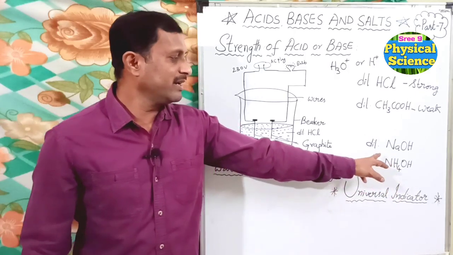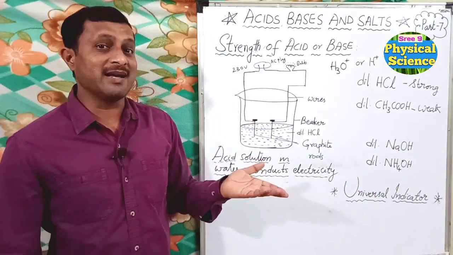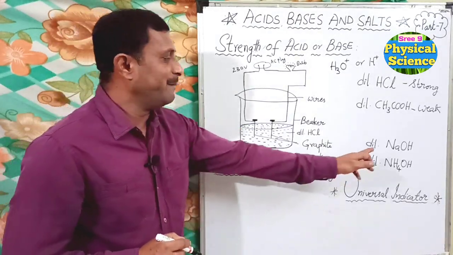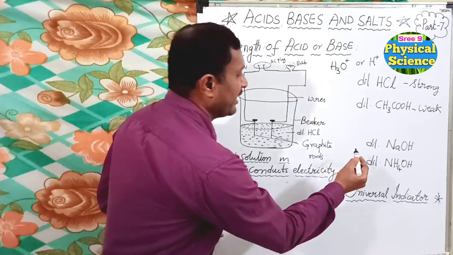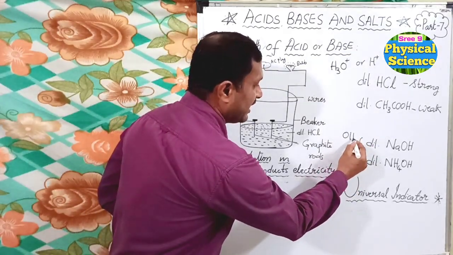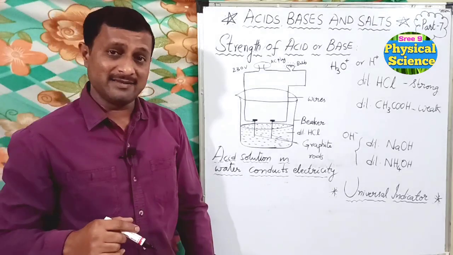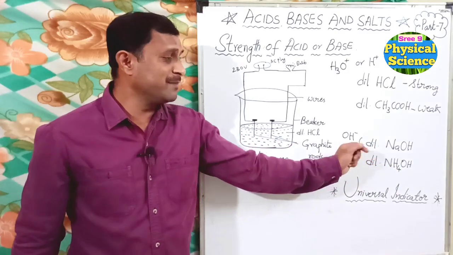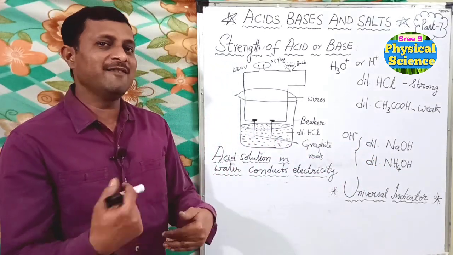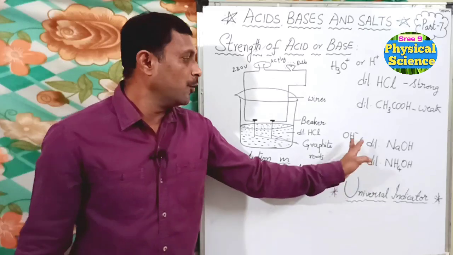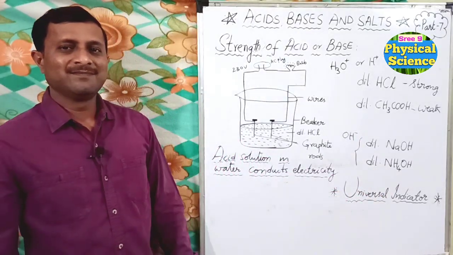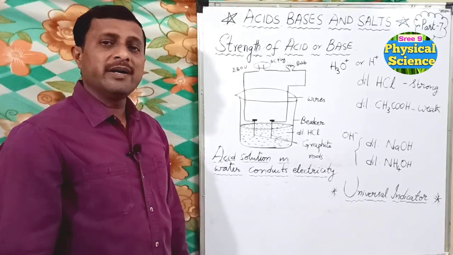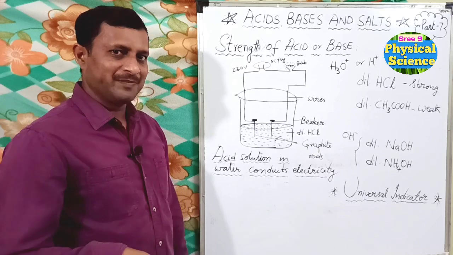It means that the beaker in which NaOH is taken produces more ions. But which ions? Here we have learned that bases produce what ions? OH- ions, hydroxyl ions. So if a base produces more OH- ions, that is strong, and if the base produces fewer OH- ions, that is weak. Right? So like this we can decide the strength of an acid or a base. Do you understand? Right.